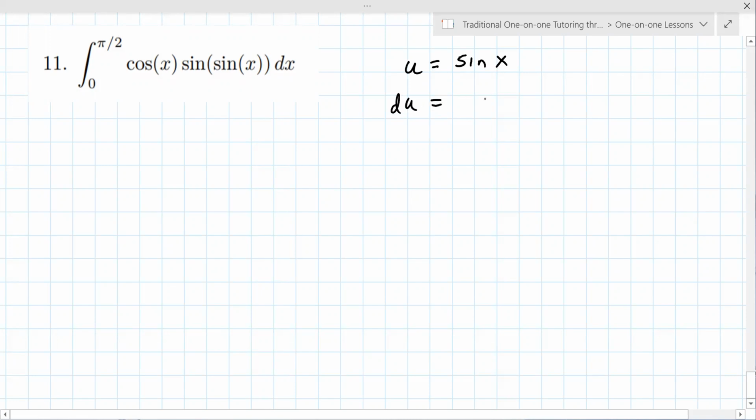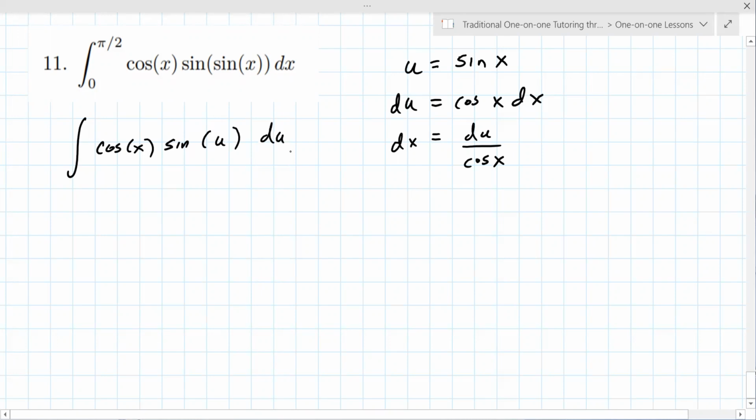So du is the derivative of sine, which is cosine. So then dx is du over cosine x. Again, this is my preference: I don't try to cancel out things as I substitute. I just throw it all back in, and then at the end cancel out. I mentally check off, okay, I got all those. So the cosines cancel. Yes. So then it's sine u du.